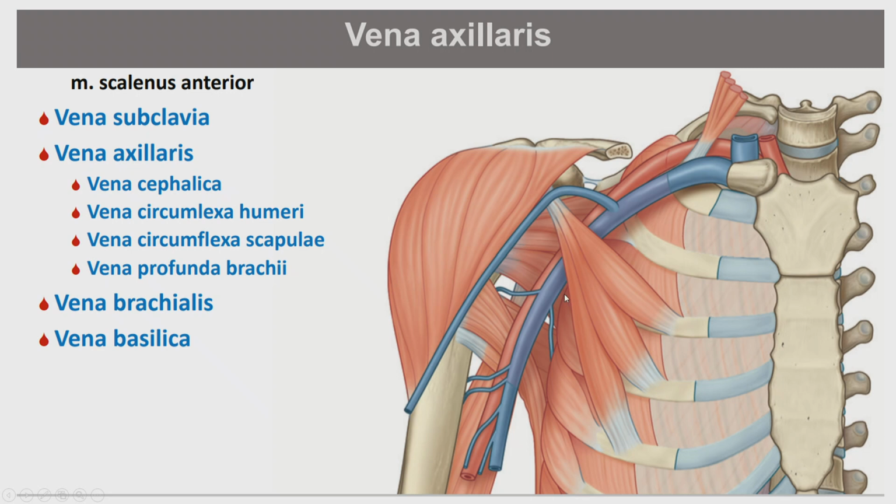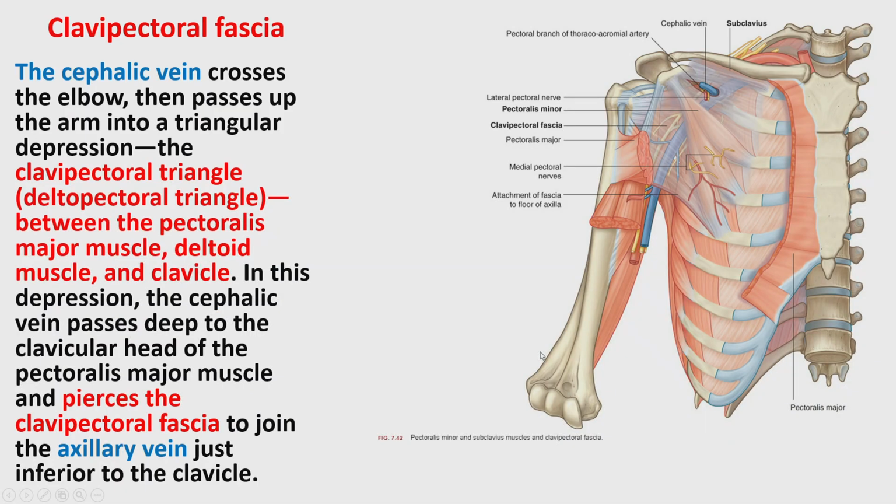This is the structure that we already said: the posterior circumflex scapular and the posterior circumflex humeral veins, with the same course as the artery. This is the clavipectoral fascia that I mentioned. The cephalic vein passes through the groove between the deltoid muscle and the pectoralis major. So in dissection, if you want to find the cephalic vein, you find the deltoid and you find the pectoralis major. Between them there is a groove, and here is the passage of the cephalic vein. Definitely you will find it under the skin.